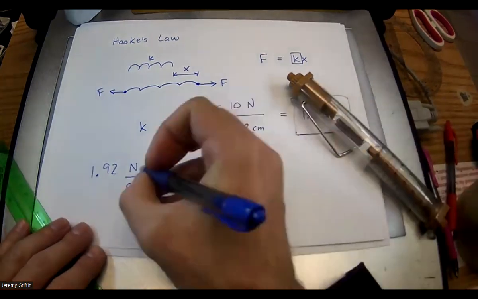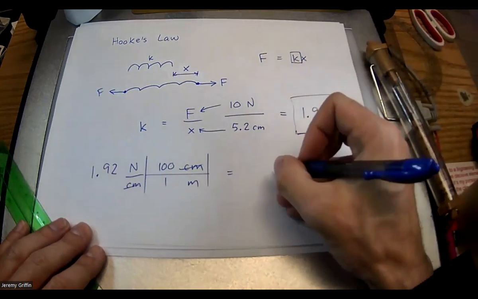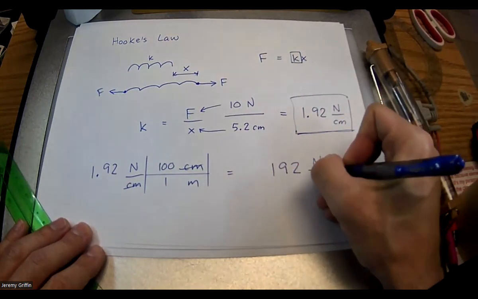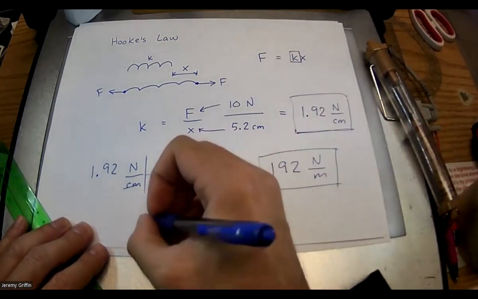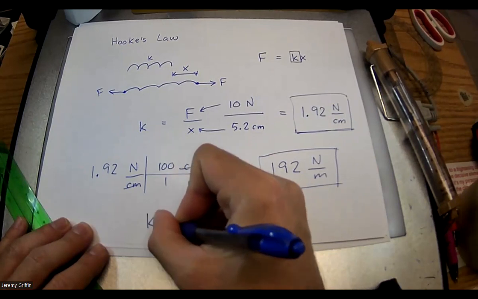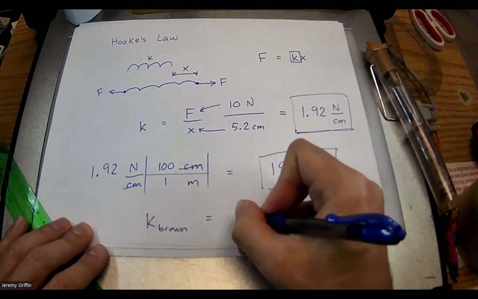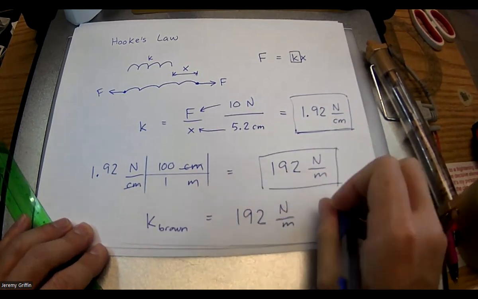Could you call that 192 newtons per meter? Is that true? So I could say that the spring constant for the Brown spring scale is 192 newtons per meter.